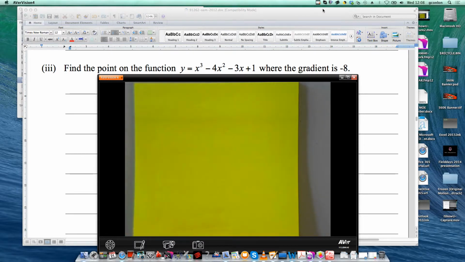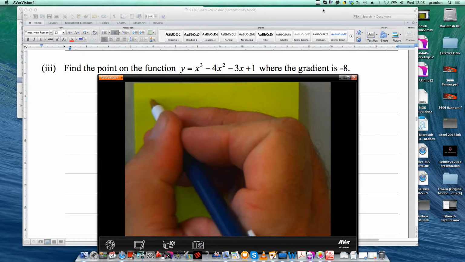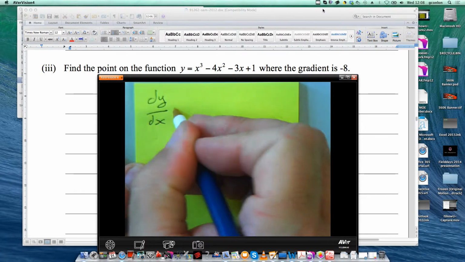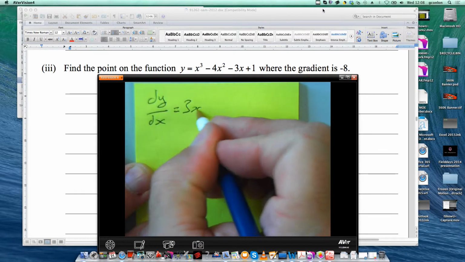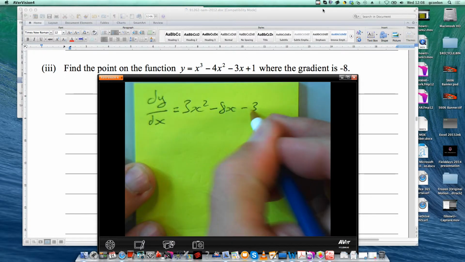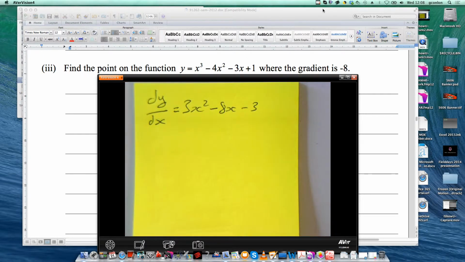Okay, so moving on then, we've got the next question. Now, I need to point out we've already worked out, haven't we, from the previous question, that dy by dx of this particular question is 3x squared minus 8x minus 3. You can differentiate it again to work that out if you like, but you don't need to. You've already worked that bit out.